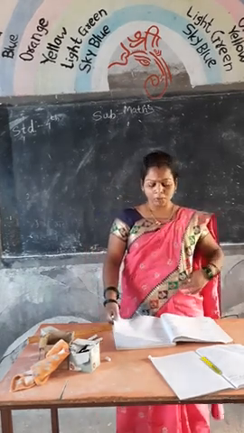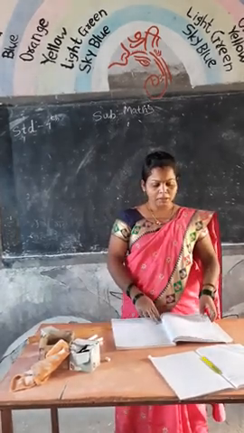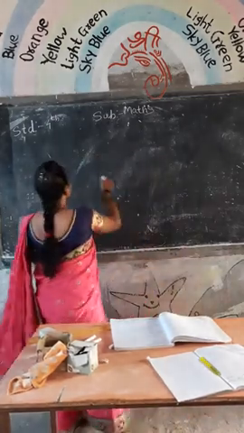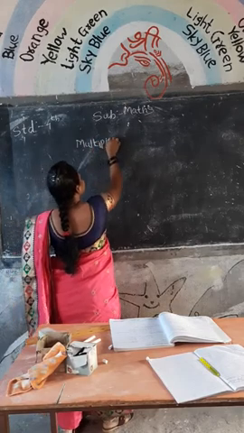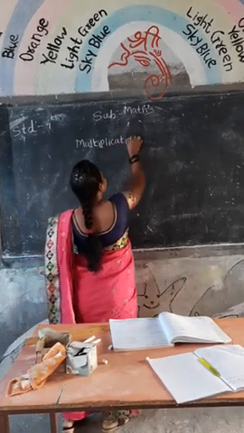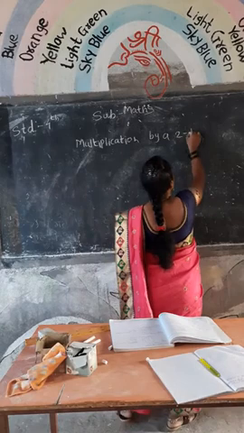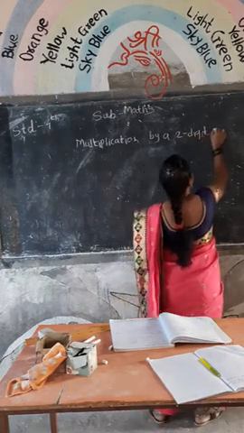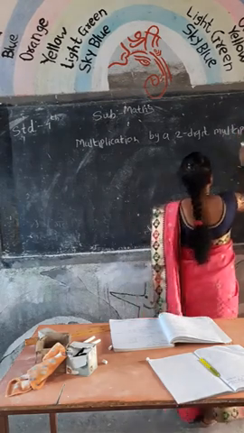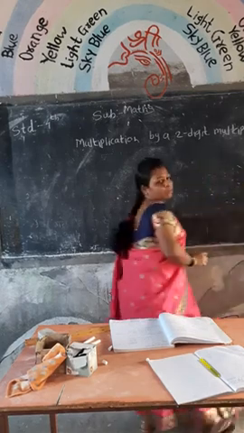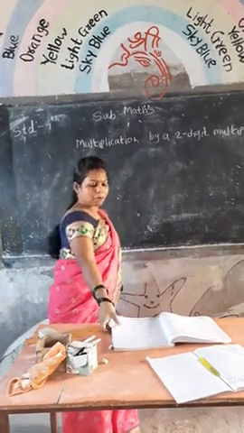Next, we learned about the multiplication squares. Next, multiplication by a 2-digit multiplier. Multiplication by a 2-digit multiplier. First, we see an example of this type.